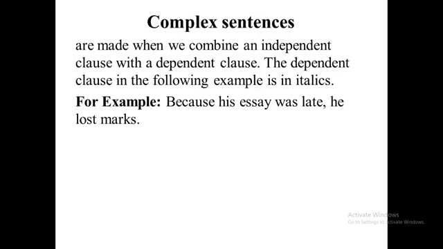Common ways to begin a dependent clause are: although, as, because, even, if, instead, though, when, whenever, where, and while. While more than one dependent clause can be used in a sentence, they must always be combined with an independent clause to complete the idea. Again, the dependent clauses in the example are in italics.